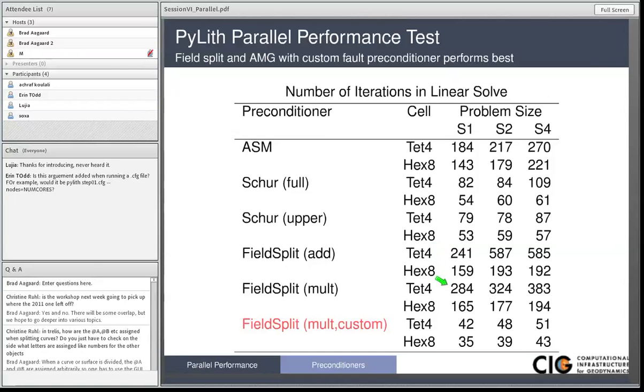But in this case, for these problem settings, which don't quite match up with the Solver 07 settings, I think we have yet to test those Solver 07 settings on this particular example. But you'll see that our field split multiplicative combination with our custom fault preconditioner does extremely well. We have a very modest increase in the number of iterations as the problem size goes up. And so this is going to scale very well, as well as give us a very good preconditioner.